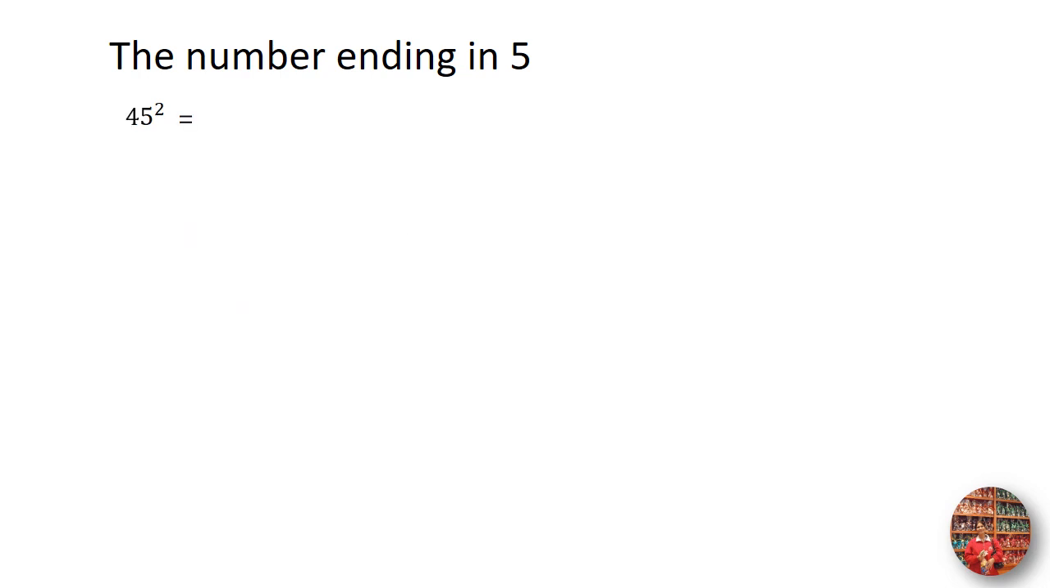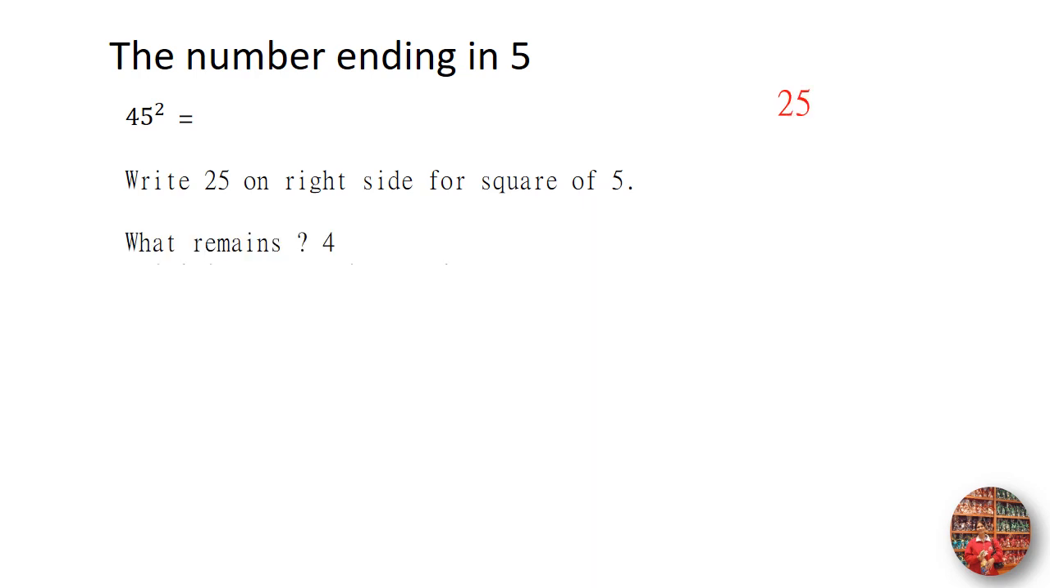So let us take another number, 45 square. So write 25 on the right side. What remains? 4. Next, what is the next number? 5. Successive number of 4. Then multiply, 4 times 5 is 20. So just write 20 to 25. So 2025 is the square of 45.